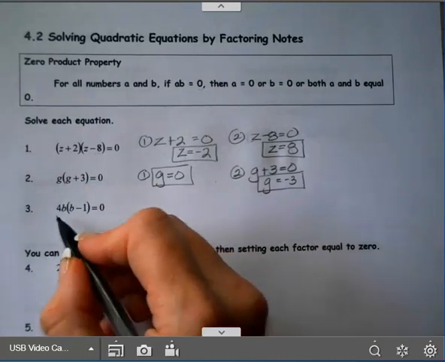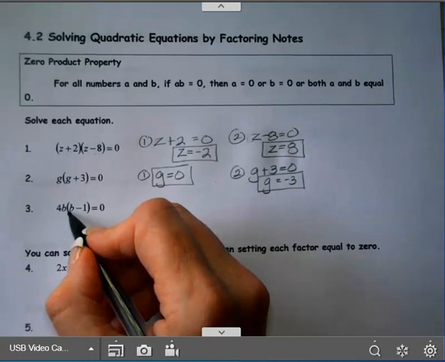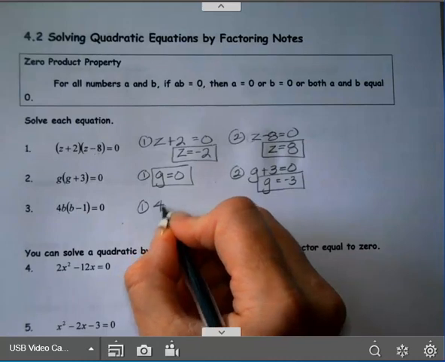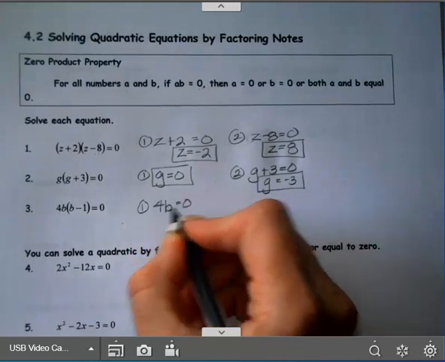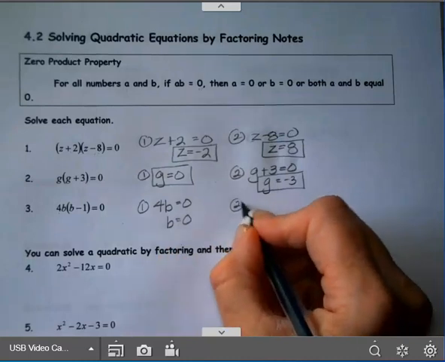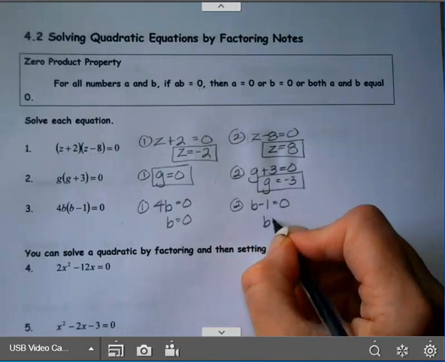For the next one, I have 4b on the outside. So I have a letter on the outside, so 0 is going to be a solution. But if you're a little unsure of that, go ahead and set it up. So 4b equals 0. Divide both sides by 4, and b equals 0. That's one of them. And the second one is b minus 1 equals 0. Add 1 to both sides, and b equals 1.